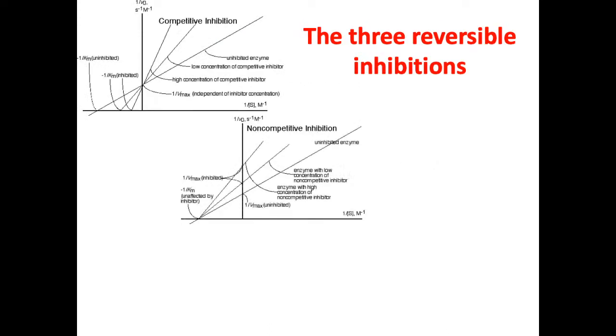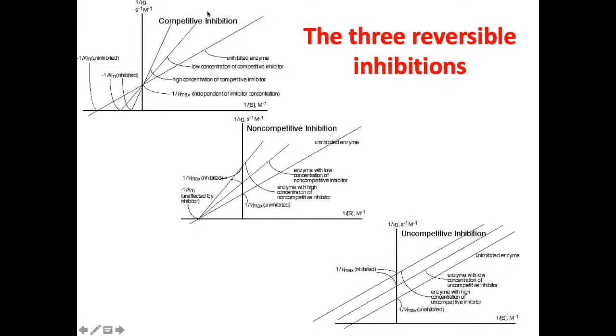So the three reversible inhibitors: competitive, non-competitive, and uncompetitive. This is the summary of that. I hope this is clear now, why we see these three different kinetics: why Km is constant in one case, why in one case your Vmax is constant, and why in one case your Km and Vmax are not constant but your slope is constant.